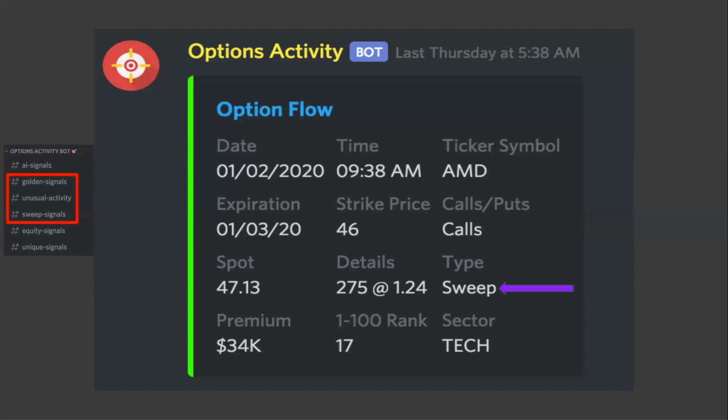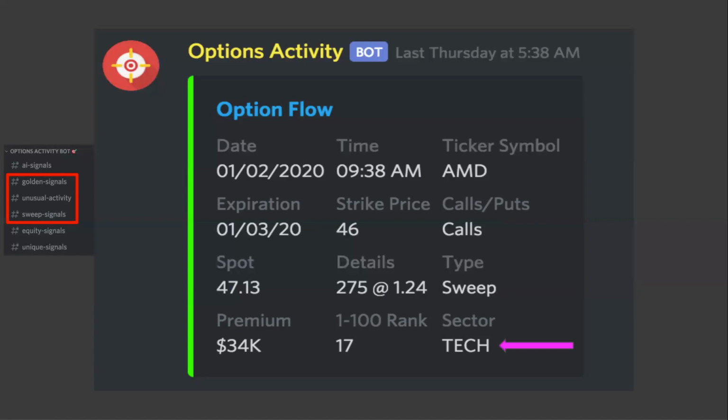The type, the sweep. That's where it's going to be in these channels. So the type sweep is going to be in the sweep channel, unusual is going to be in the unusual, and golden is going to be in the golden signal. And a sweep is pretty much those big players that are coming in and buying on multiple exchanges and just buying in chunks, and that's what it is.